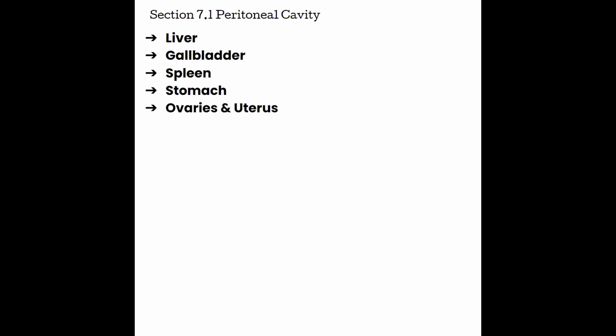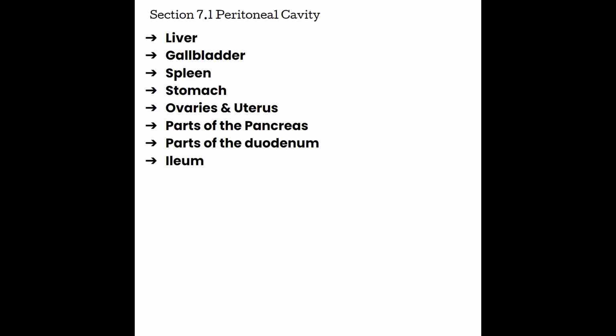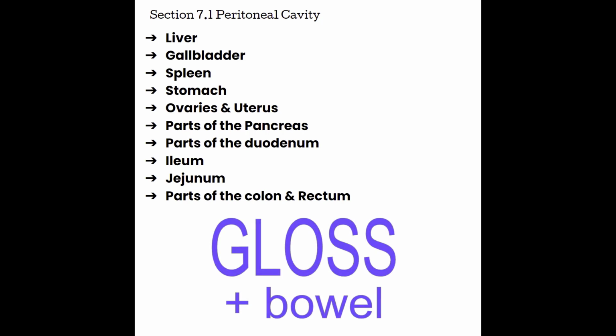So the peritoneal organs include the liver, gallbladder, spleen, stomach, ovaries and uterus, parts of the pancreas, parts of the duodenum, the ileum, jejunum, and parts of the colon and rectum. The way I like to remember peritoneal cavity organs is to think of GLOS. So we have the gallbladder, liver, ovaries and uterus, the stomach, and the spleen, plus the small bowel and other parts of the colon.